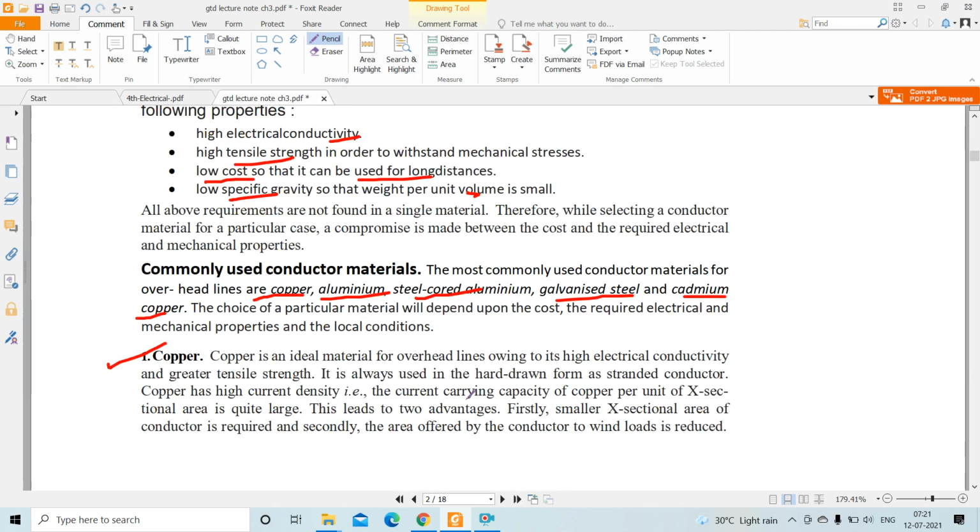Copper is an ideal material for overhead lines owing to its high electrical conductivity and greater tensile strength. It is always used in the hard drawn form as a standard conductor. Hard drawn copper is used as a standard conductor because copper is otherwise a very soft material.